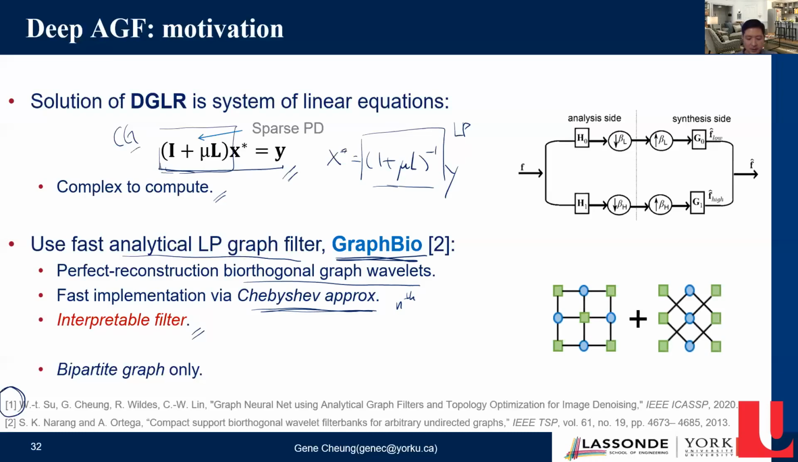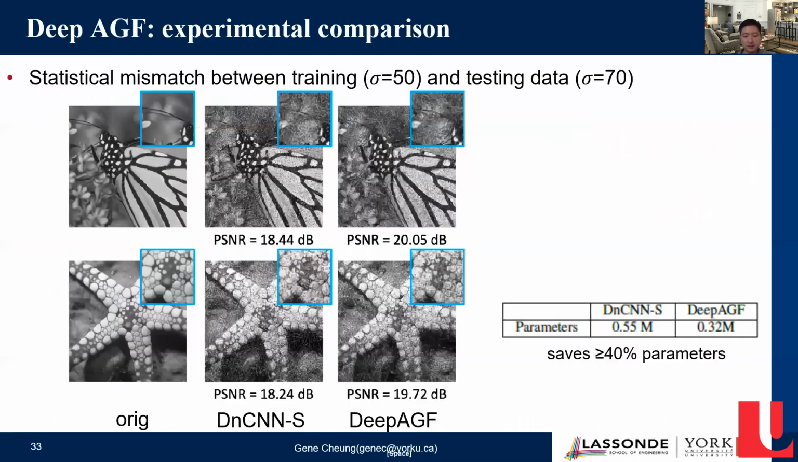So this is nice. One of the downfalls of GraphBio is that it only applies to bipartite graphs. So when we're dealing with images, we have to divide the grid into these two grid patterns, and then we process them separately before we put things back together. So that's kind of the only caveat. You can see in this case that if there's a statistical mismatch between training and testing, again, we do better than the comparable DnCNN parts. So the PSNR is a little bit better.